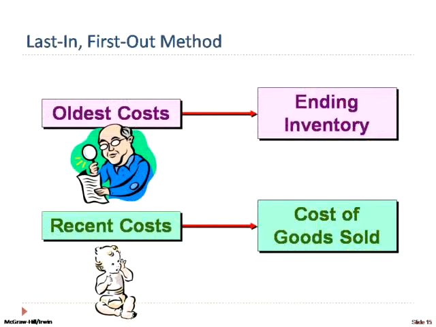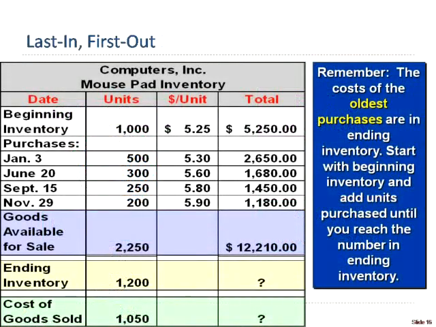When using last-in, first-out, we assign the most recent costs to the units sold. That leaves the older costs to be used to value ending inventory. In other words, the last-in, first-out method assumes that the last goods purchased, the last in, are the first goods sold. Take a minute and review this chart for the mousepad inventory for Computers Incorporated. We used the same data earlier for the first-in, first-out example.